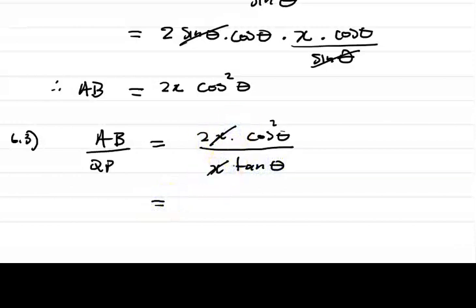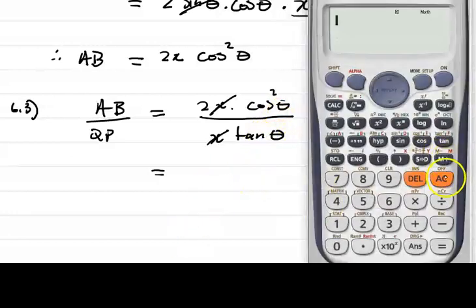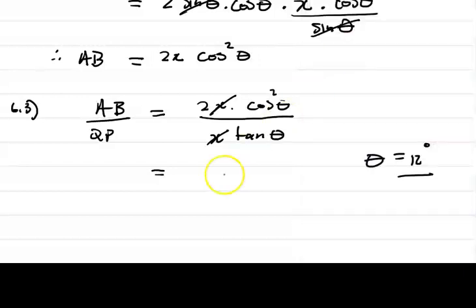Let us simplify. x and x will cancel, so therefore we're going to be left with 2 cos squared theta over tan of theta. Remember they told us that theta is equal to 12 degrees, so let's substitute. We'll write 2 cos squared of 12 degrees all over tan of 12 degrees equals. So our answer is 9. If we round off, we've got 9 units.